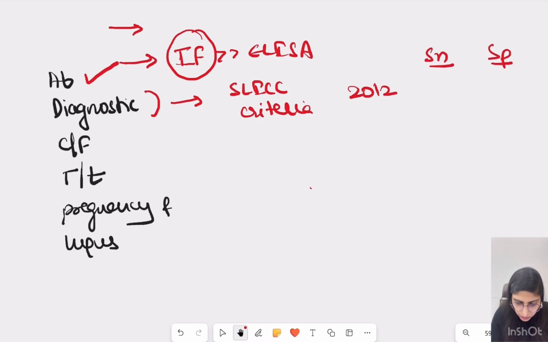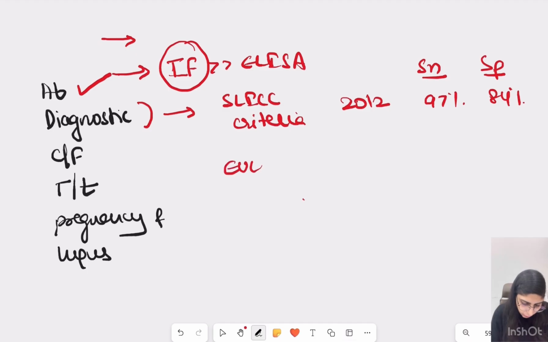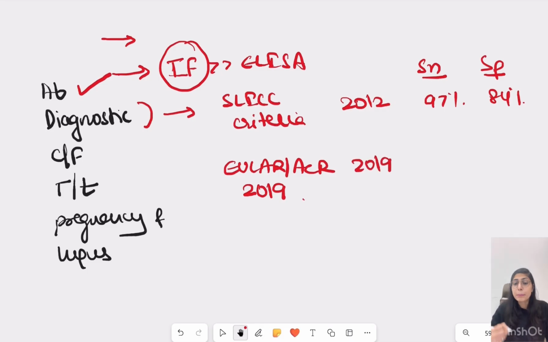It had a good sensitivity, 97%, but the specificity was low, 84%. Then we came up with the EULAR ACR criteria, the EULAR ACR 2019. This is from the American College of Rheumatology and the European League Against Rheumatism. This criteria increases the specificity of diagnosis, which is very important in a patient like SLE, because we have to start them on something like an immunosuppressant. It takes a toll on the patient, so you can't be wrong with the diagnosis. You can't miss out on a diagnosis, right? It has 96% sensitivity and 93% specificity.